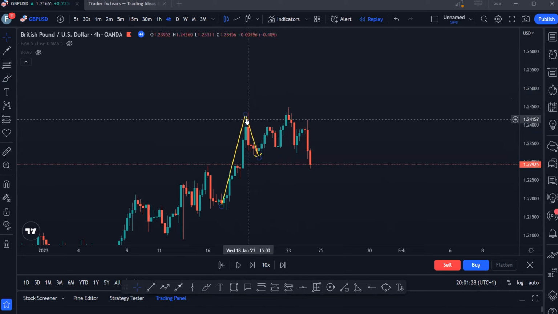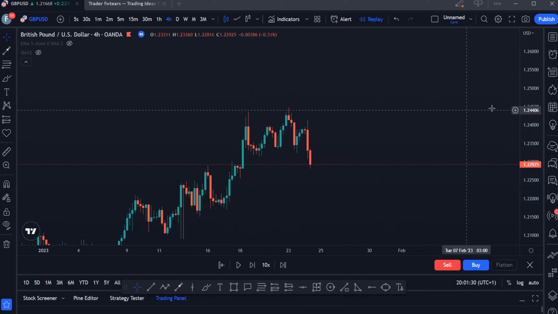So how do you draw resistance zone? How do you draw support zone? A resistance and support is not a line.